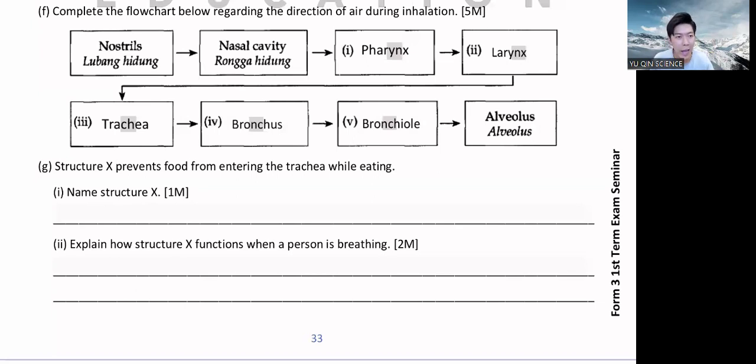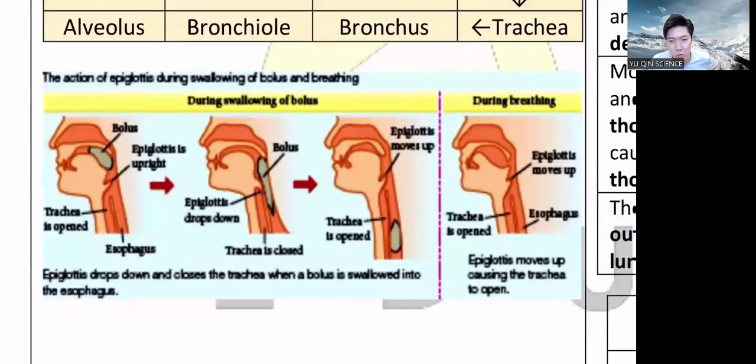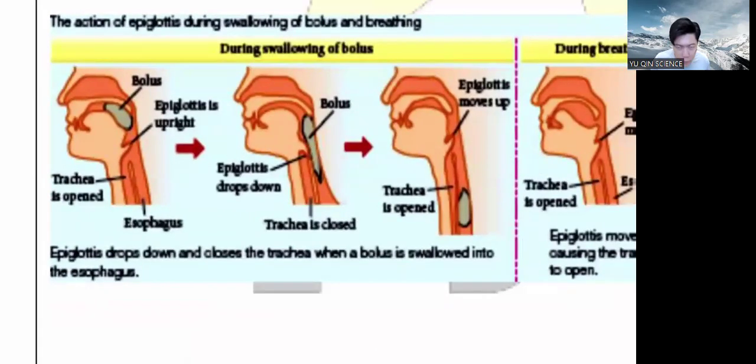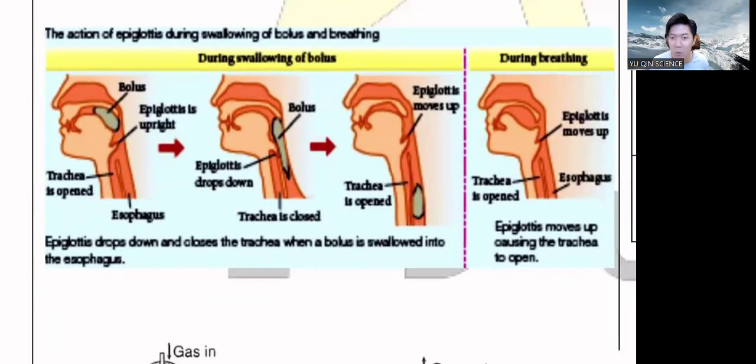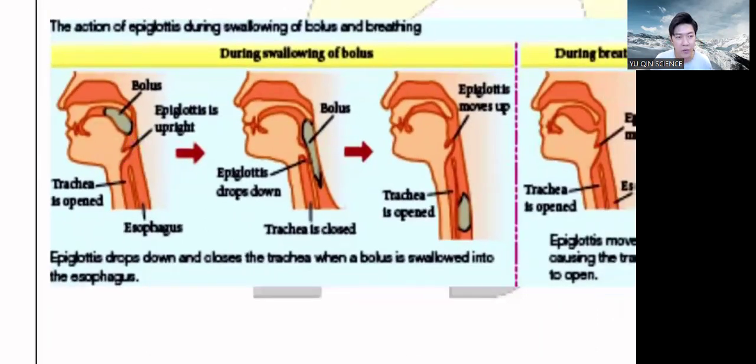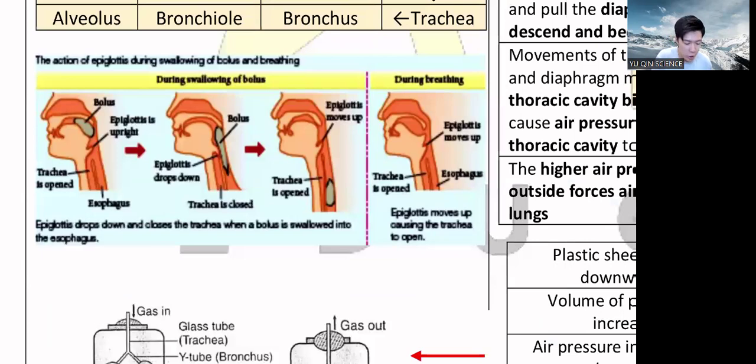Okay, question G, everybody. Structure X prevents food from entering the trachea. What is X? Okay, so when you swallow food, your food has to go into the esophagus, cannot go into the trachea. That is called choking. When you want to eat, talk, sing, do so many things, you choke because the food gets into the trachea. The part is called epiglottis. Epiglottis is the little muscle that prevents food from dropping into the trachea. You see it covers down a little bit.